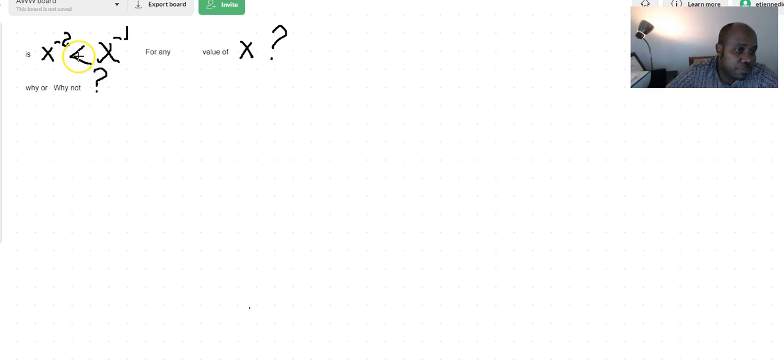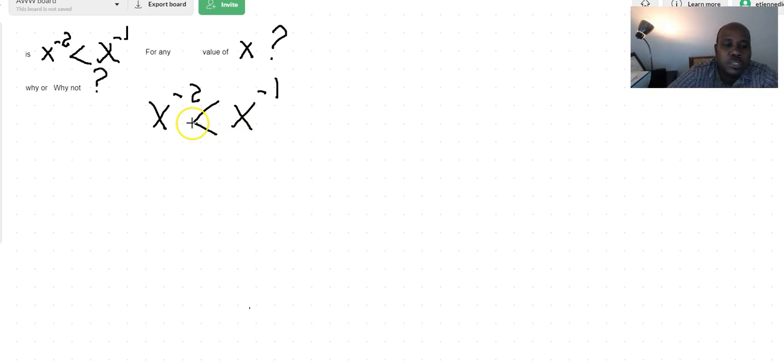So the question is, this symbol means less than, right? So what they are saying, let me explain to you. They are saying x to the power of minus 2 is less than x to the power of minus 1 for whatever value of x. So is it true or false? How can you prove that?